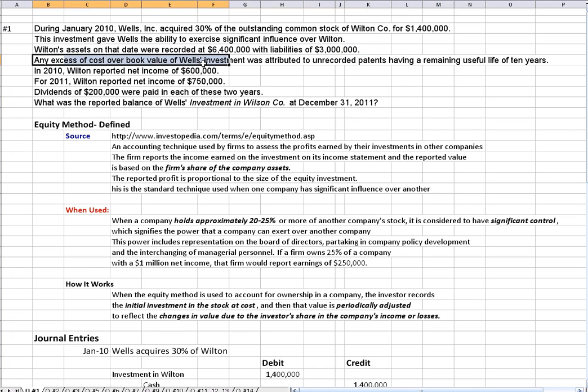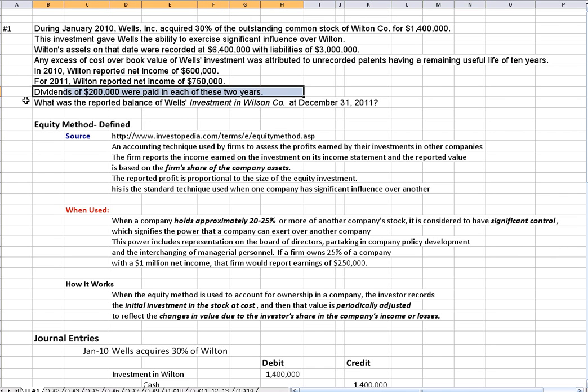Any excess of cost over book value, that is, any excess amount paid over the book value of the sub's assets, were attributed to unrecorded patents, and those patents have a remaining useful life of 10 years. We'll see what we do with patents in a minute. During 2010 and 11, the sub, Wilson, has net income. And during 2010 and 11, dividends were paid.